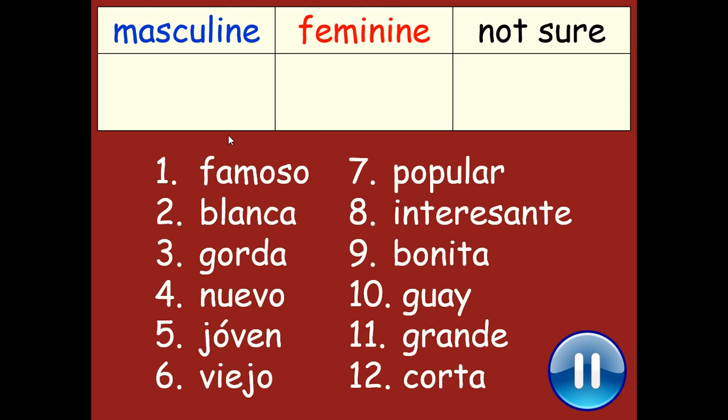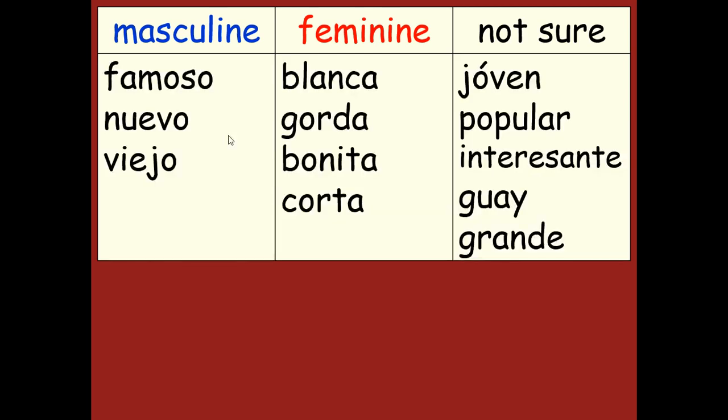Right then, let's have a look at how these adjectives should be sorted out. So we've got our masculine, feminine, and not sure column. And we can see that in the masculine column, all the adjectives end in o. In the feminine column, they all end in a. But then in our not sure column, we've got all the ones that end in neither o nor a. And so we can't be sure if they are masculine or feminine.